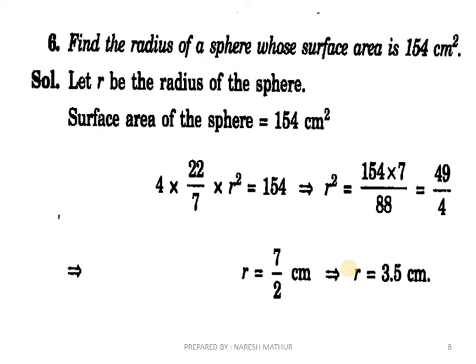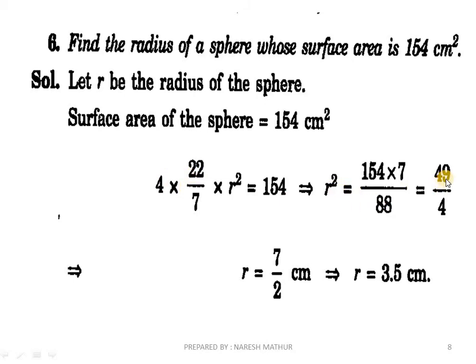In the next one, find the radius of the sphere whose surface area is 154 centimeter square. In this question we are given the surface area and we need to find the value of r. It's quite simple, we just equate 4 pi r square equals 154. So r square can be taken as 154 into 7, over 22 into 4, which becomes 88.